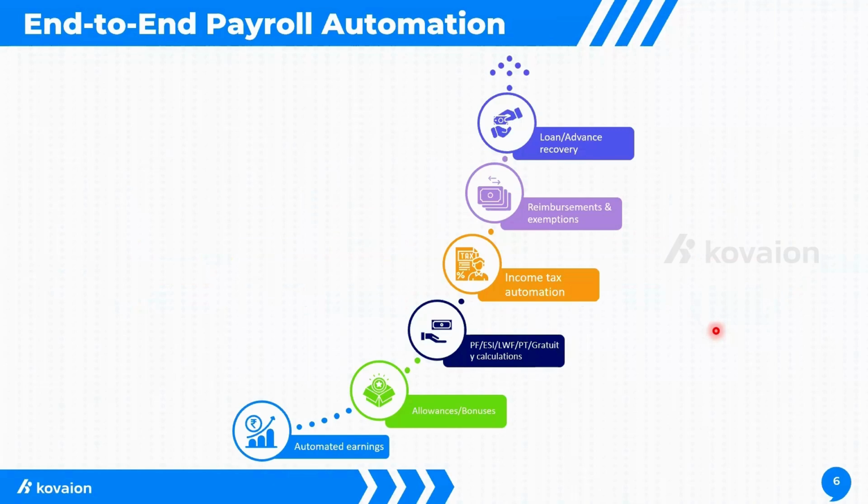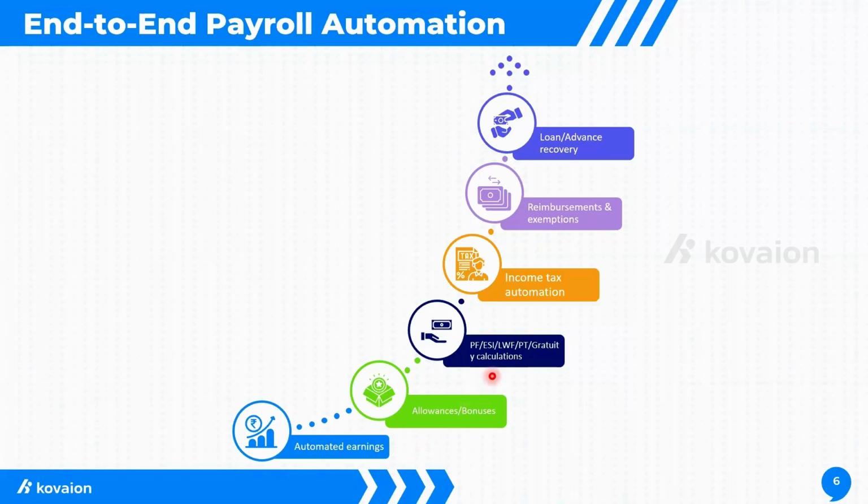This slide represents our approach to automate payroll. Our ultimate goal is to eliminate manual intervention and ensure accuracy and efficiency across the entire payroll process. We'll start at the base with automated earnings, which captures and calculates employee earnings seamlessly. Moving up, we handle allowances and bonuses, ensuring all variable components are processed without delays.